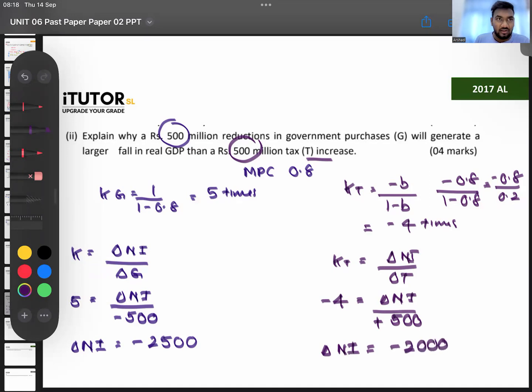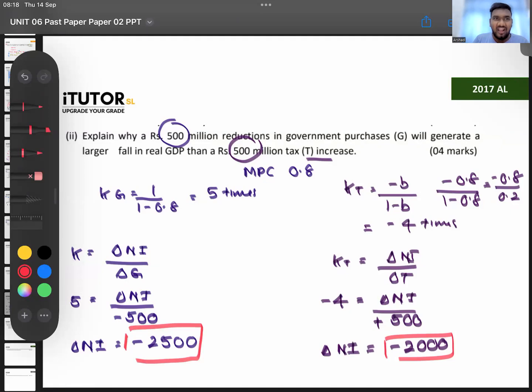So the question is not asking this, the question is asking why this will happen. When I reduce government spending, the national income falls by 2,500. When I increase taxes by the same 500, my national income falls only by 2,000. They are asking to explain why a 500 million reduction in government purchases will generate a larger fall. A 500 million reduction in government purchases resulted in a 2,500 fall in national income, while a 500 million increase in tax only causes a national income fall of 2,000. So they are asking you why.